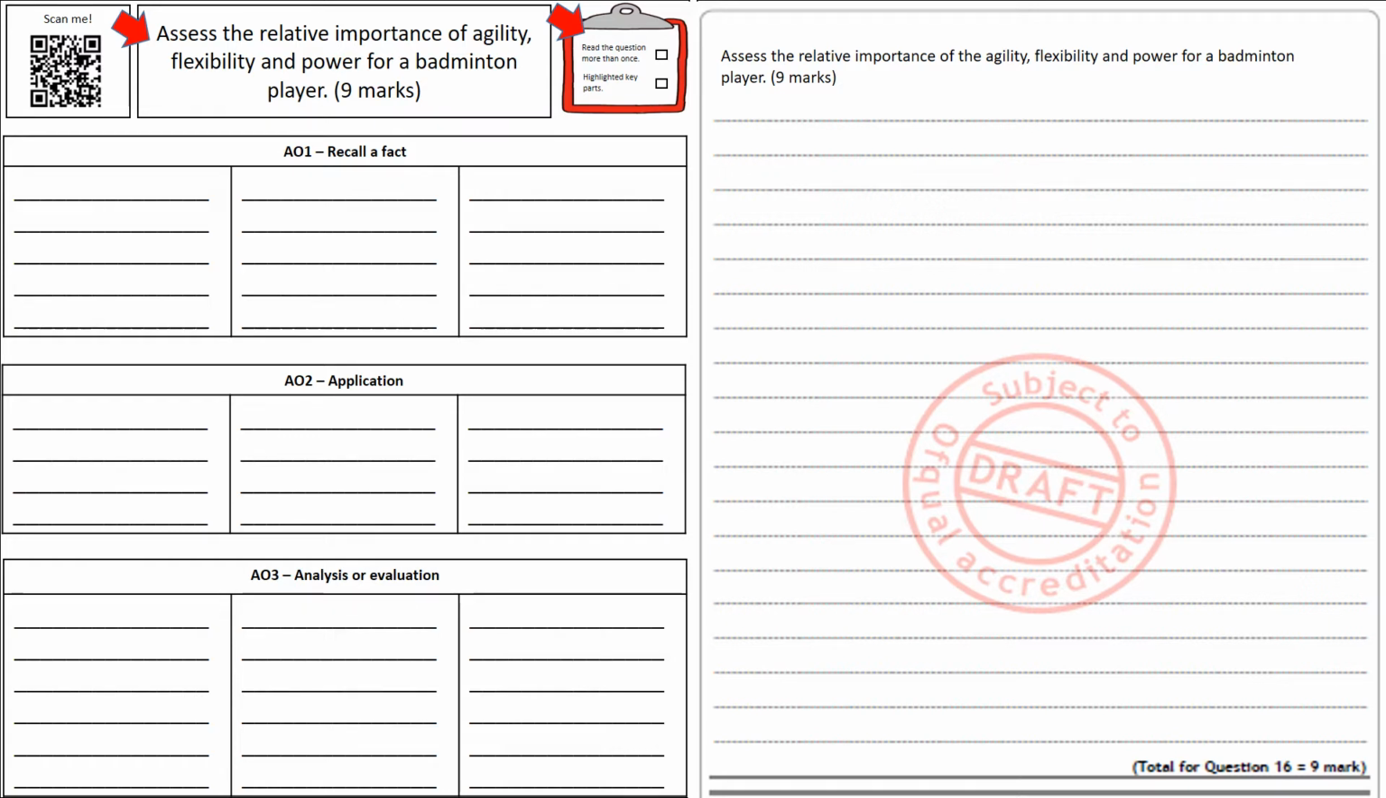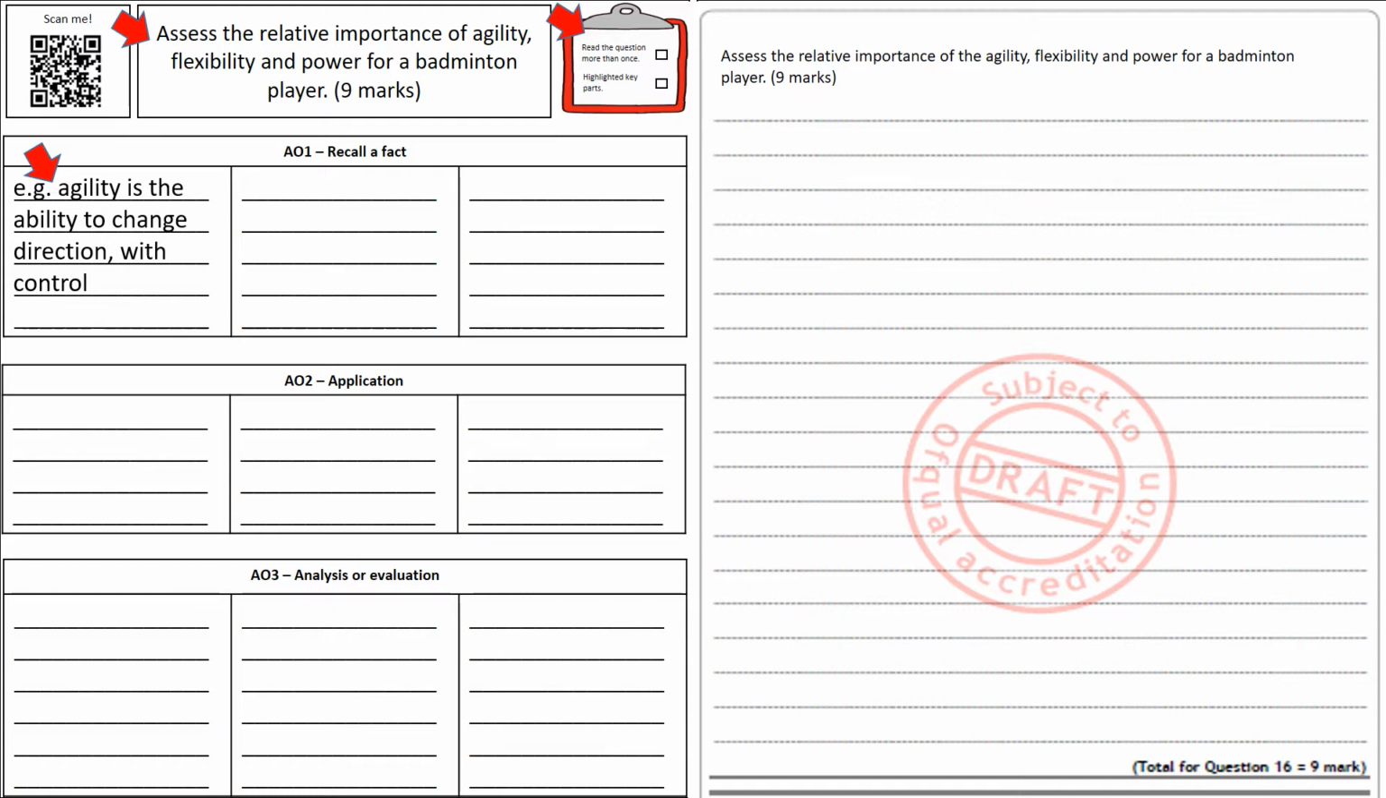So let's look at a fact first. What I would do in this particular situation is there are 3 components of fitness named: agility, flexibility and power. So I'm looking to recall a fact about each one of those components of fitness. Now for me the most obvious fact is to give a definition of that component of fitness. So in that first box, a definition. I've gone for agility, and agility is the ability to change direction with control. That is a fact. It is a definition of agility.